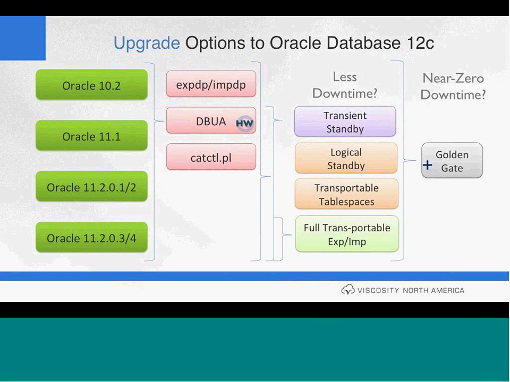In the previous slide, if you have really zero downtime requirements and you need a zero downtime fallback procedure, then the only means is Golden Gate. Then you can do RMAN incremental backups as well.